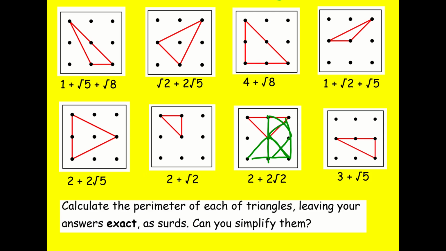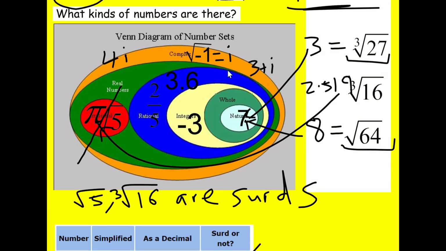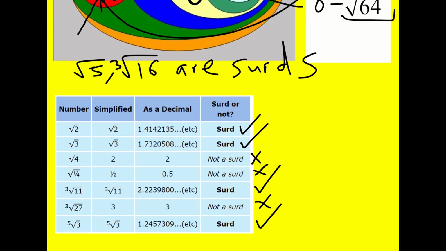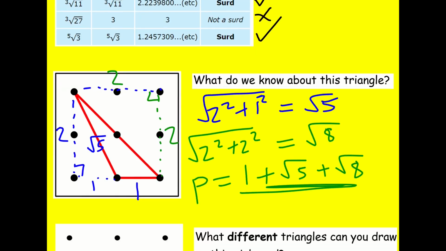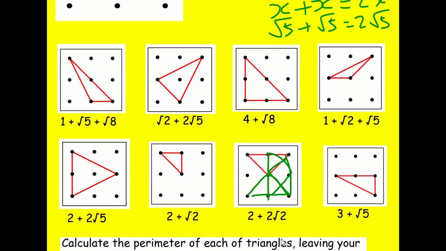Otherwise, well done. That is our first lesson on surds, where we basically talked about the idea of a surd, but in some depth, relating it to other kinds of numbers. We've introduced what is a surd and what's not a surd. We found out later on that this sort of thing is also a surd, and we did some calculations on a pin board as well with triangles. Brilliant.